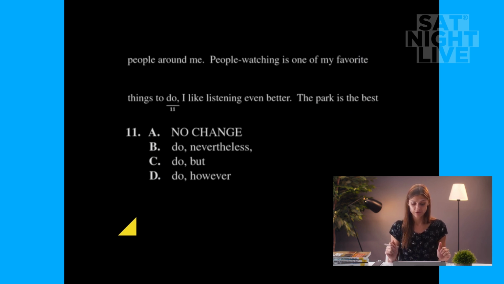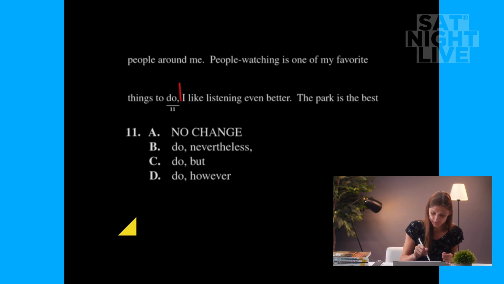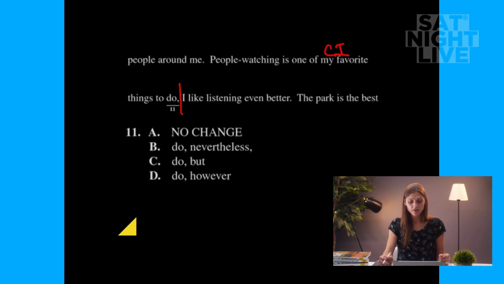So, next question here. Number 11. Shortish answer choices going on here. Punctuation changing again. So we want to go ahead and see what's going on. Let's read the question. "People watching is one of my favorite things to do. I like listening even better." All right. So, vertical line test. Let's give it a try. Draw that vertical line after the word do. "People watching is one of my favorite things to do." Complete idea. Let's mark that down. "I like listening even better." Okay, also complete. Each of these ideas can stand alone.